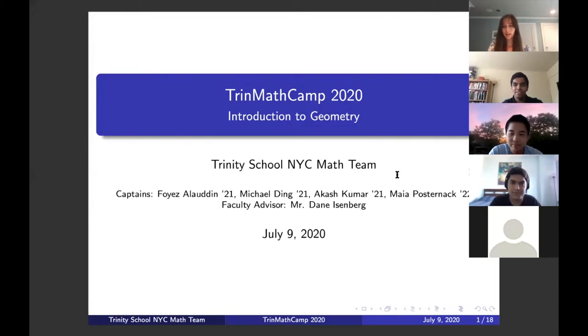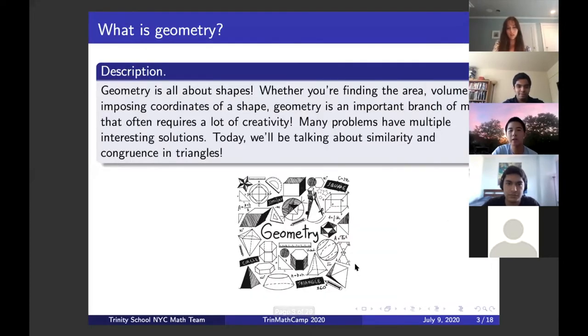All right, Michael, it's off to you. Hey, everyone. As Maia said, today we're going to be talking about geometry. One of the things about similar and congruent triangles is that at the very entry level, it's pretty easy to understand what makes a triangle similar and what makes triangles congruent. But as you look at some of the harder problems, they get really creative with how you need to use them. As the slide says, geometry is a very important branch of math.